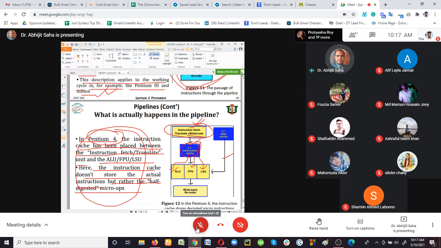It is a technology, the pipeline architecture. Definitely it is going to help the processor fetch the instructions and do the operations parallelly. It is a very good technique, an excellent technique that can help the CPU do the operations parallelly.